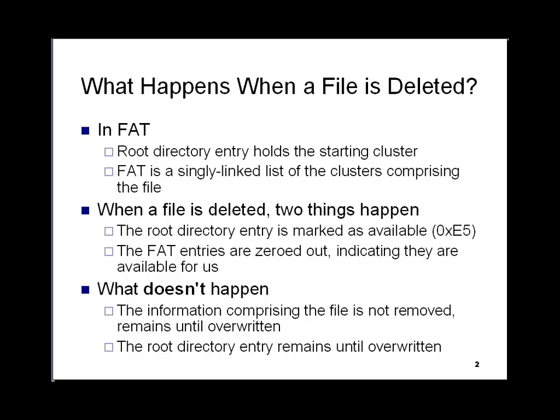The first is the root directory entry is marked as available with a hex character E5, which is also called a sigma, and the FAT entries are zeroed out, indicating that they are available for use. So what doesn't happen? First, the information comprising the file is not removed. It will remain there ad infinitum until the operating system needs that room and then will overwrite the file.